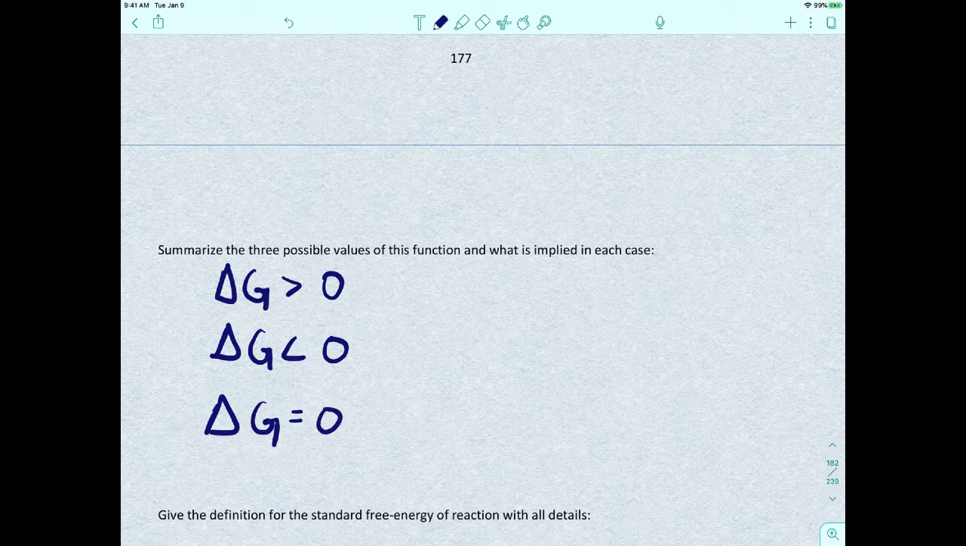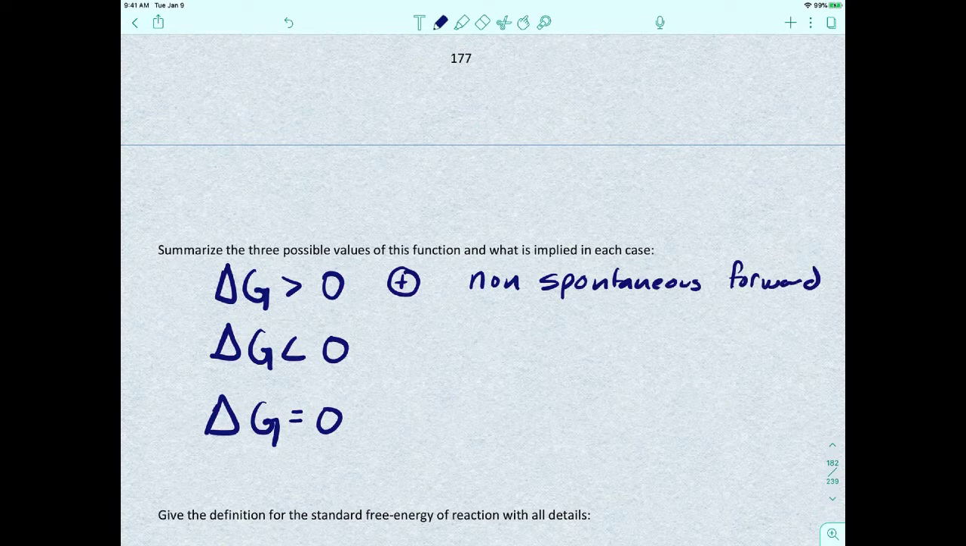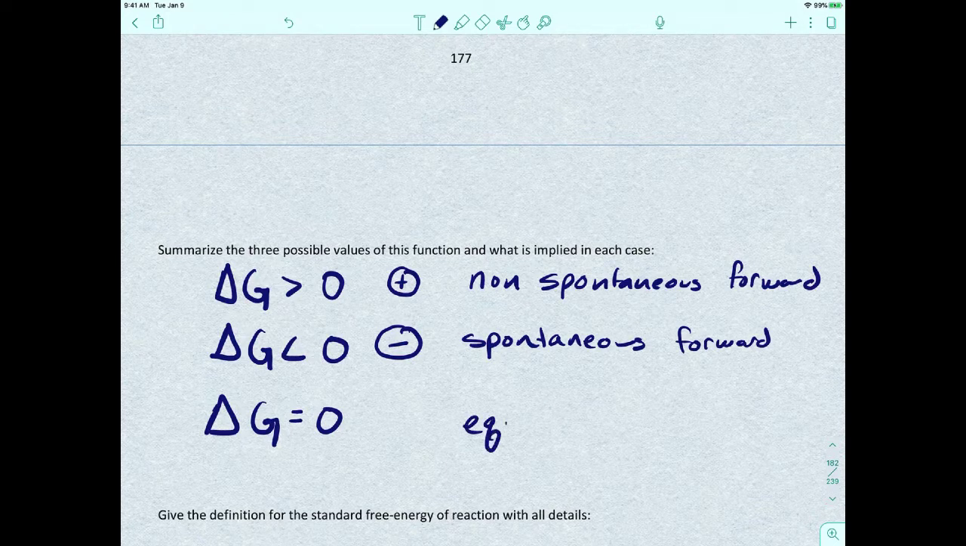Okay, so the way that we interpret it, if delta G is greater than 0, so that means it's a positive value, that means it's going to be non-spontaneous in the forward direction. Okay. If delta G is less than 0, so it's negative, that means it's going to be spontaneous in the forward direction. And if delta G is at 0, we're at equilibrium.